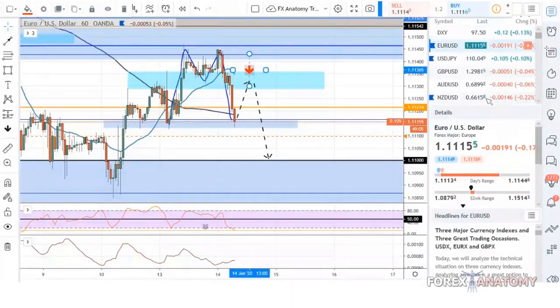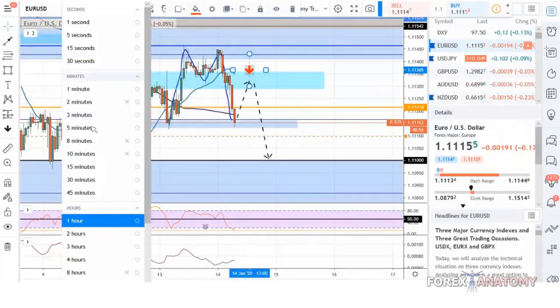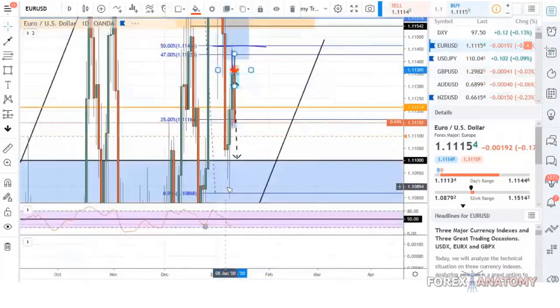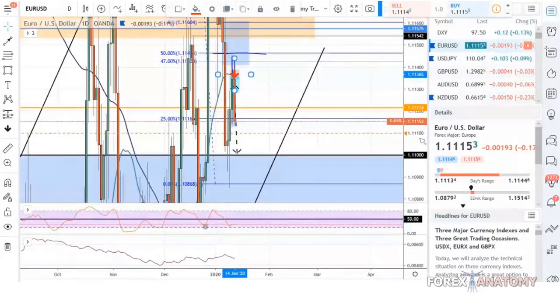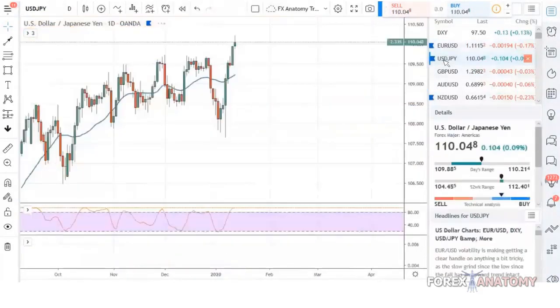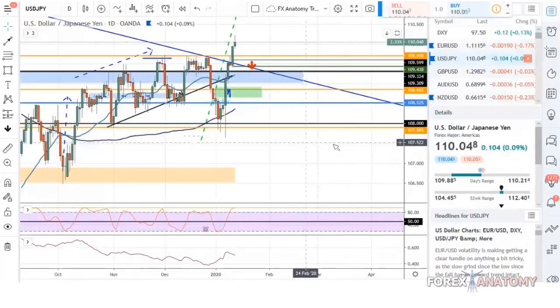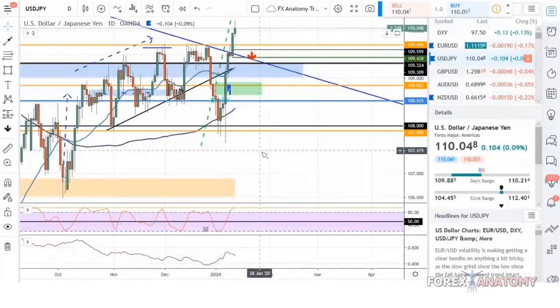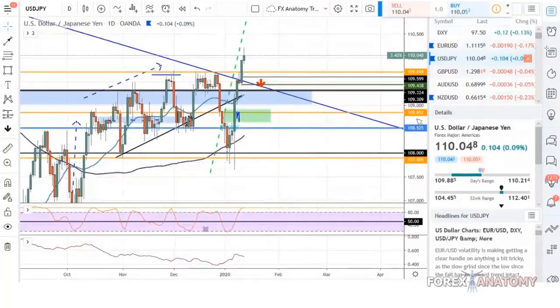All right, so I guess we can move forward and talk about the US dollar Japanese yen. So what I'm going to do now is go to the daily time frame, and then we're going to jump right into the US dollar Japanese yen. So then let me go to the daily, and then let me go to the US dollar Japanese yen. All right, so the US dollar Japanese yen is a bit more trickier to really figure out.